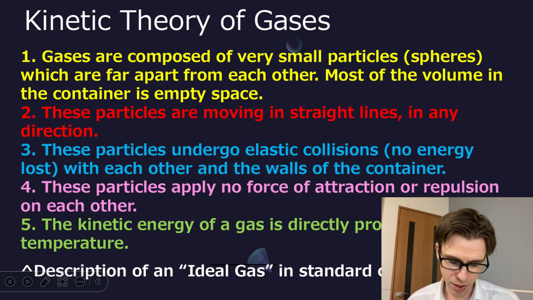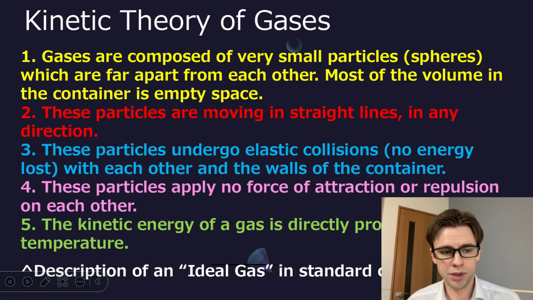Fourth, these particles apply no force of attraction or repulsion on each other. Okay, so we will learn when we get into chemical bonding and material properties that atoms and molecules apply attractive forces most of the time on each other. And that's what holds materials together in the real world. But for ideal gases, we're going to assume that there is none of this. Okay, that's why they travel in straight lines. They don't curve to approach each other or be attracted to each other. They basically don't even consider each other existing until they collide with one another.